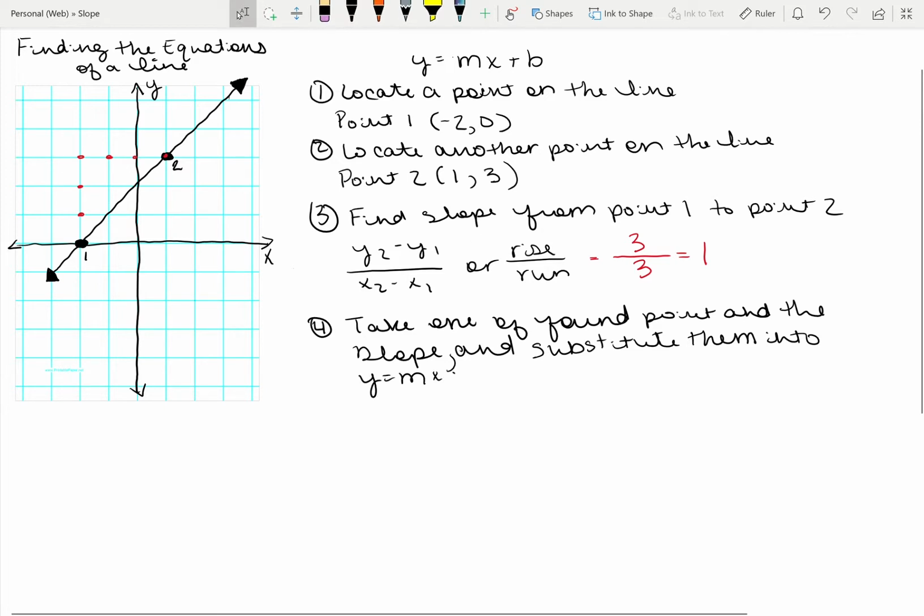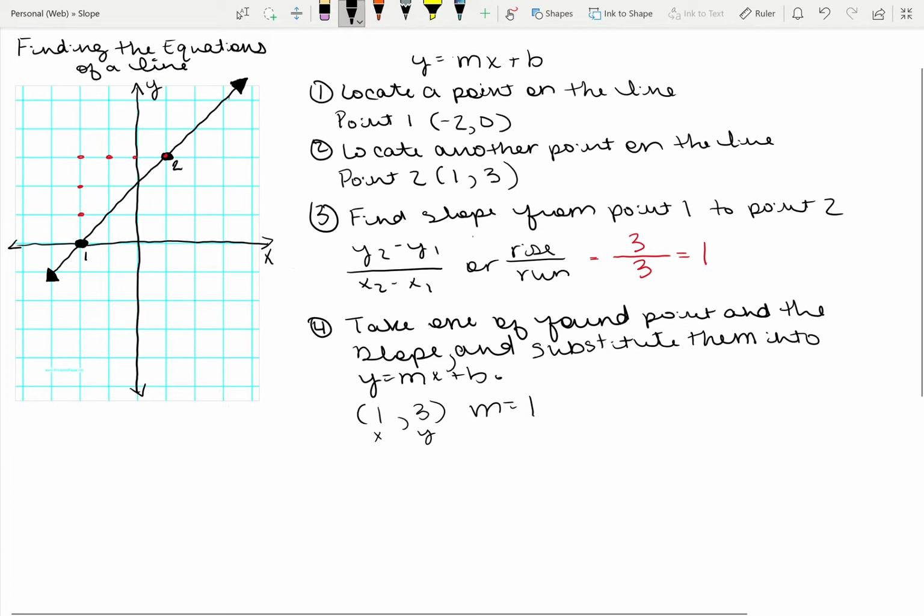So what I am going to do is I'm going to take a look at point number 2. I like point 2. Okay, so I'm going to take a look at point 2, which is 1, 3, and the slope, which is 1. And I'm going to plug those in, or substitute those into y is equal to mx plus b. So here we go. Here's our x, and here's our y.